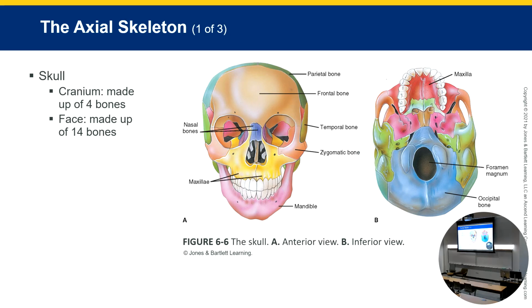So our facial bones, some of the main ones: you have your nasal bones, your zygomatics, which are your cheekbones, your maxilla, which is your upper jaw, and the mandible, which is the lower movable jaw. You have more internal bones, but I'm not going to have you memorize those, okay?